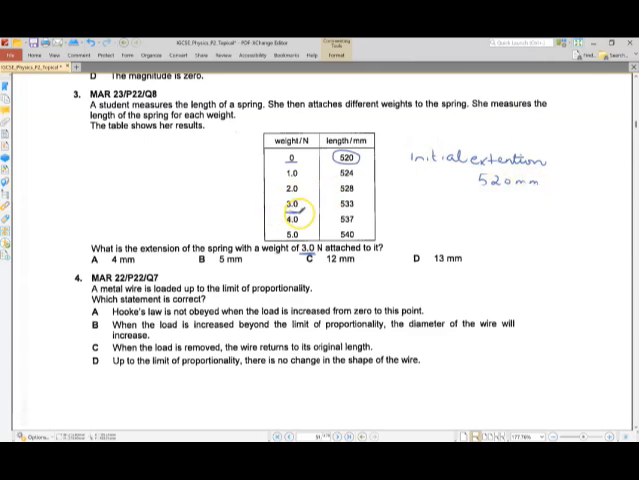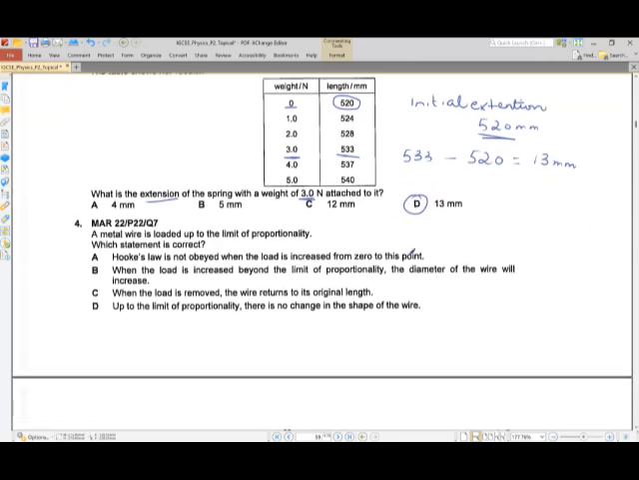So when a weight of 3 Newton is suspended from it, the extension is 533 mm. If you have to find the extension of the spring when the weight of 3 Newton is attached, you will subtract the initial extension, that is 520 mm, from 533. That is the extension caused by the 3 Newton weight. So this is going to give you 13 mm. So D is going to be our correct answer.